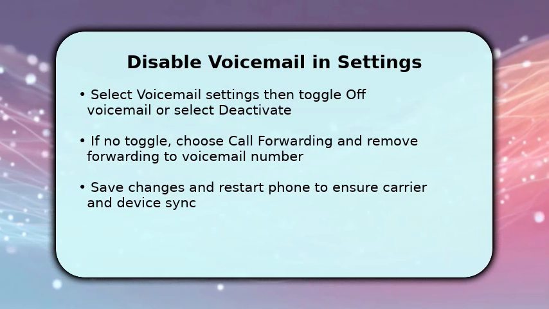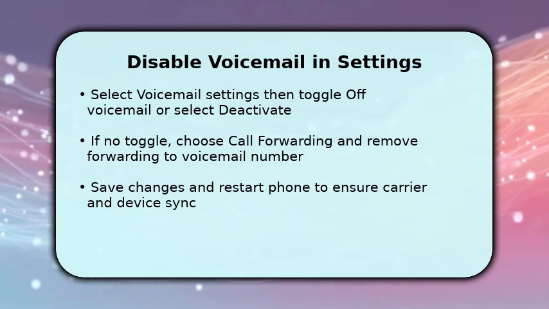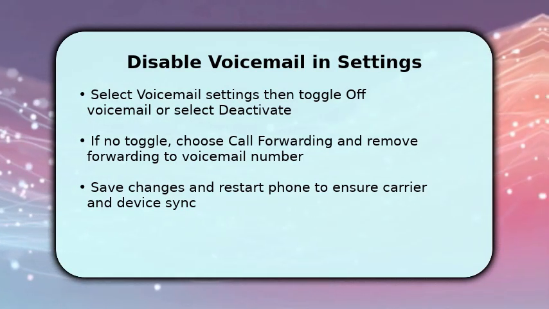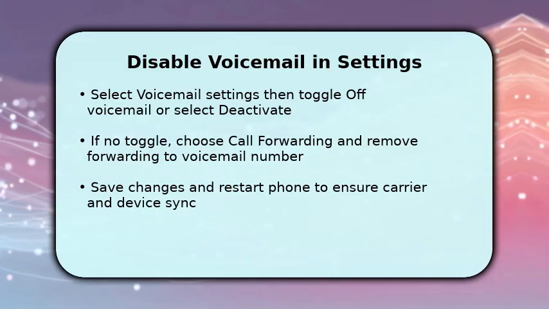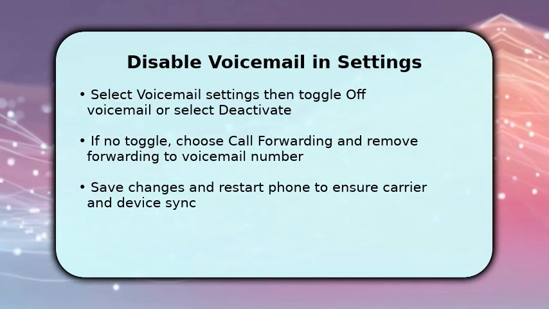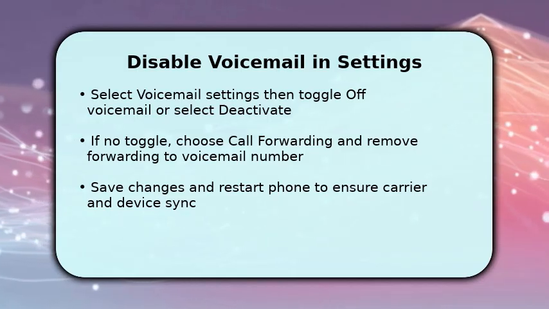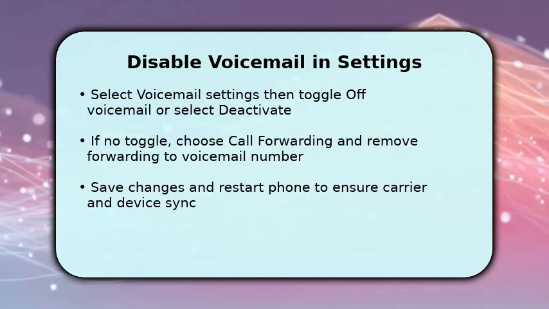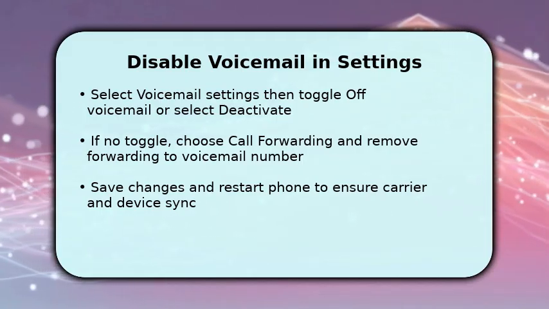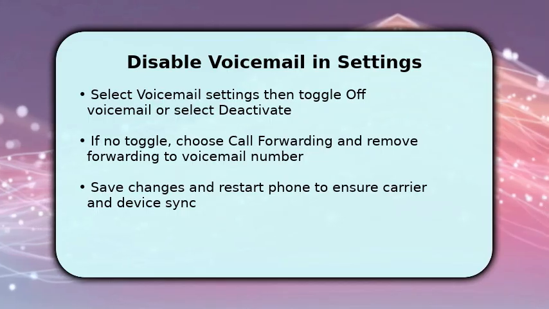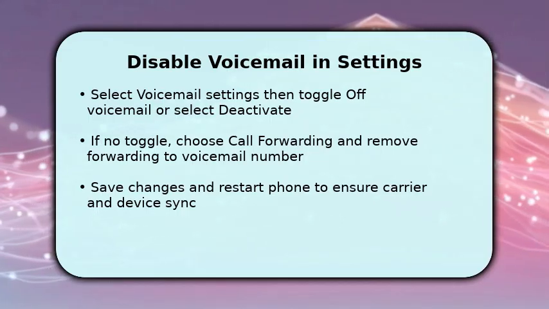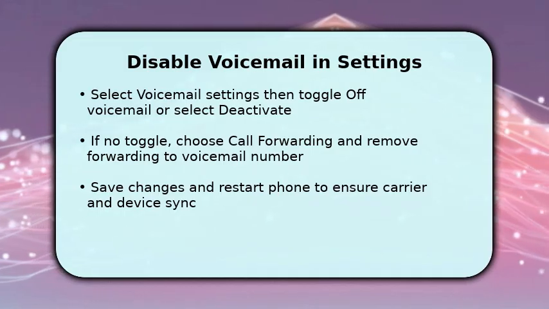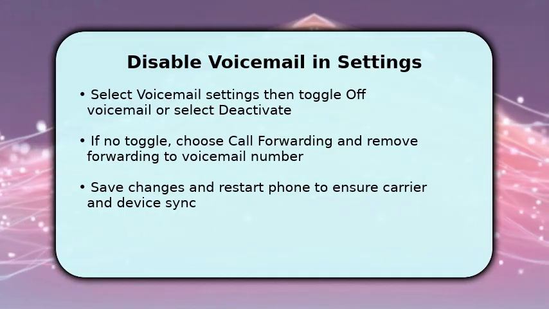You now perform the core action. In voicemail settings, locate a toggle or an option labeled Deactivate and switch it off. Save the change. If your device lacks that control, go to Call Forwarding and remove any forwarding rules pointing to your carrier voicemail number. This effectively stops calls from routing to voicemail. Make sure to save settings, then restart your phone so the network and device resync. Once done, test by calling your number from a different phone to confirm voicemail no longer answers.